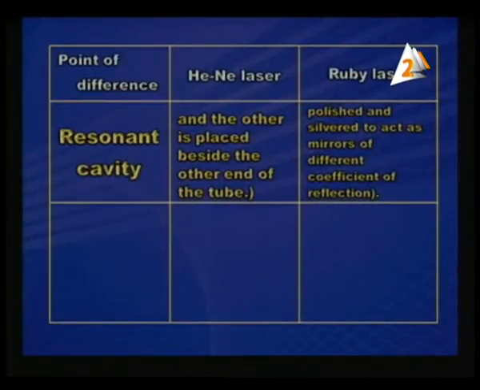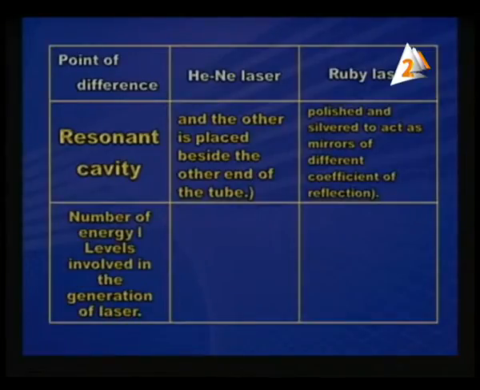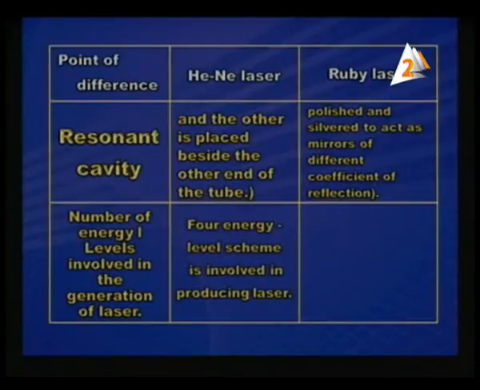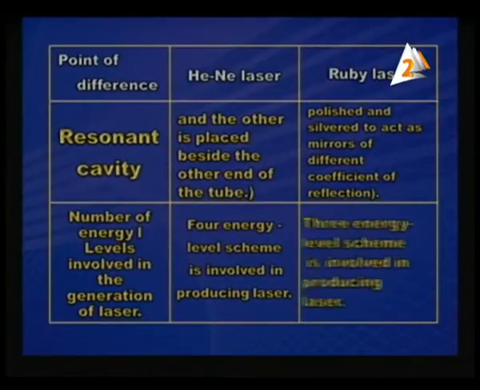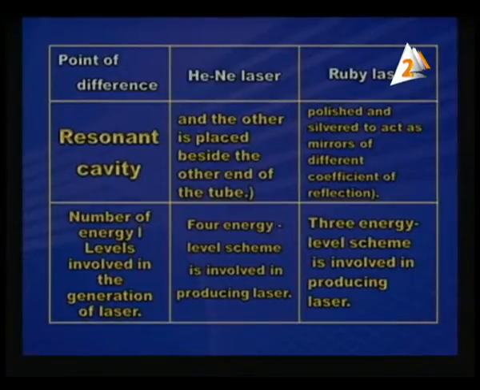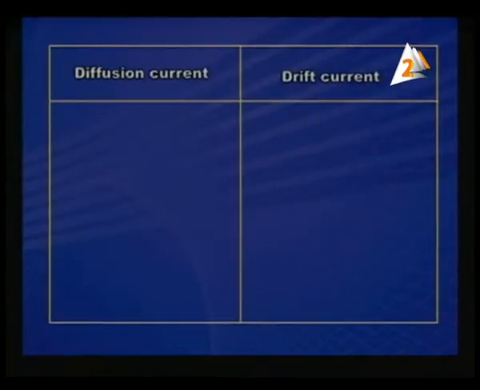The last point of difference is the number of energy levels involved in the generation of laser. In helium-neon, we've got 4 energy levels, so a 4 energy level scheme is involved in producing laser, but in ruby we have just 3 energy levels, a 3 energy level scheme.